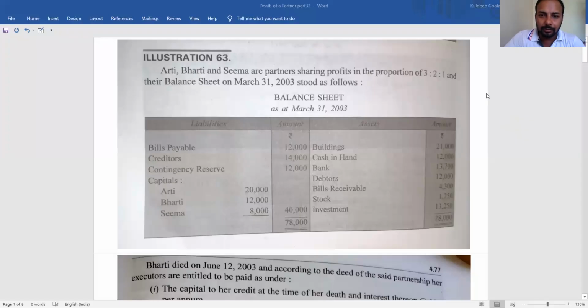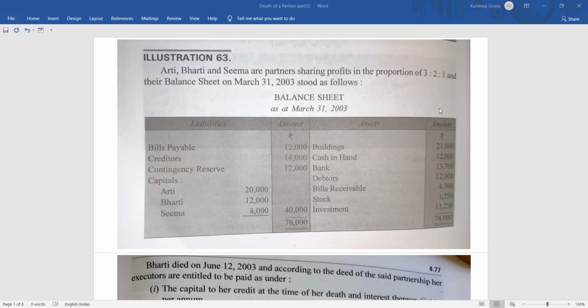The main point that is to be discussed in this chapter is the settlement of deceased partner's account. That was the main concept, and the calculation of deceased partner's share of profit and the rest of the things that we have learned in the previous class. So let's start. Here we have a question. We will be taking 3 questions. So let's go a little fast and we'll try to understand.